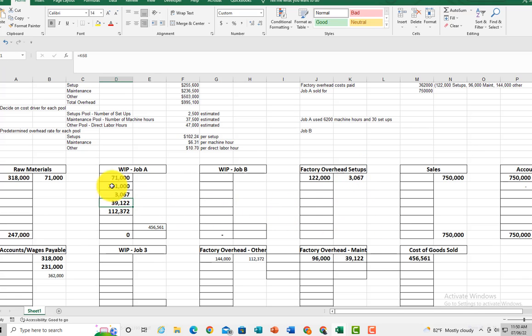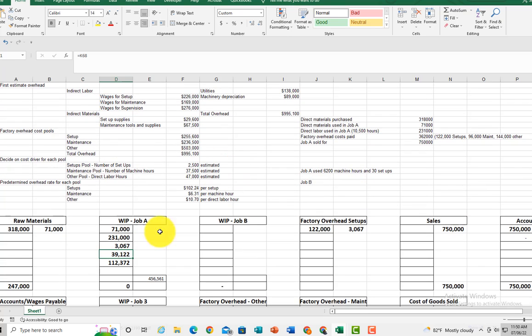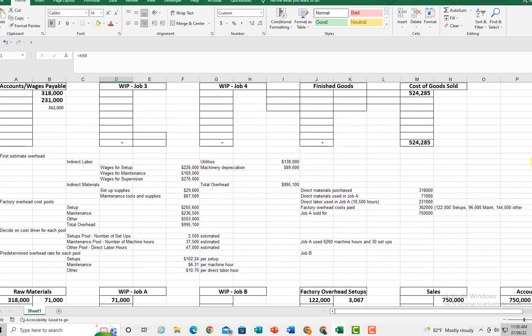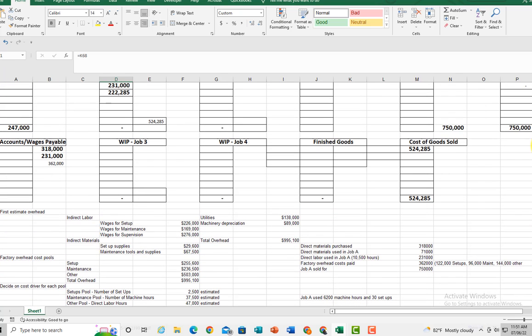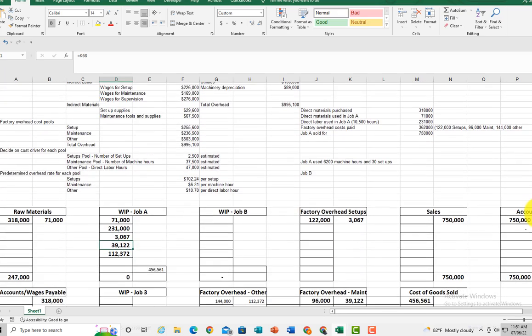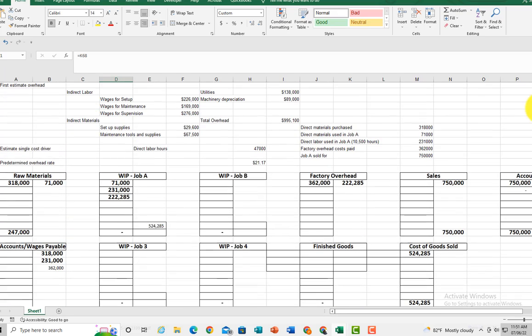Okay, so the only thing that's different is the fact that you have three overhead accounts, if you choose, and then you have this extra calculation that is done here in the middle. So that gives you an idea of how you might set it up and compare and contrast one predetermined overhead rate to three predetermined overheads and three cost pools.